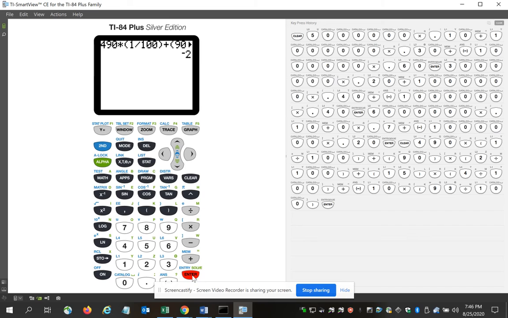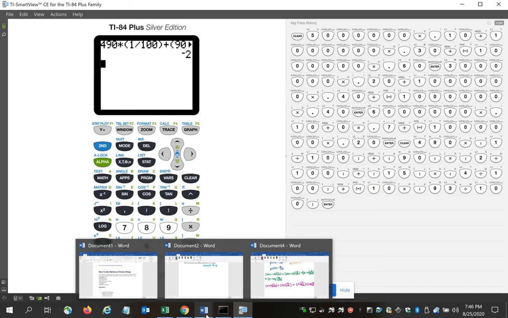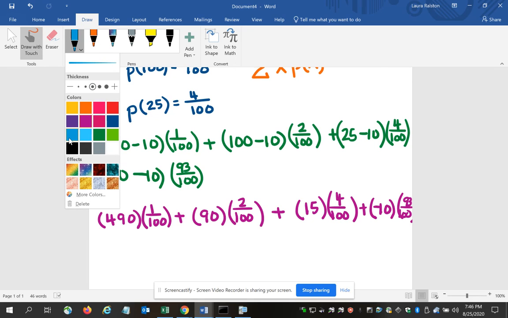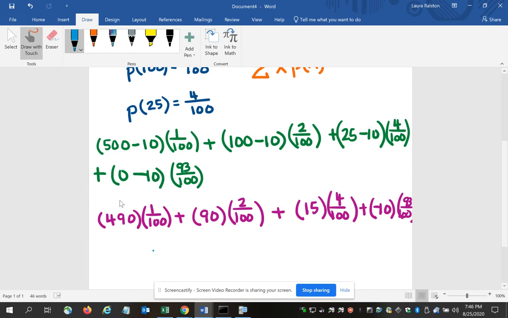Enter. So the expected loss in this case is $2. On average, you're going to lose $2 in this overall scenario. This value is -2, which does represent money, so it's $2, and that's a loss because it is negative.